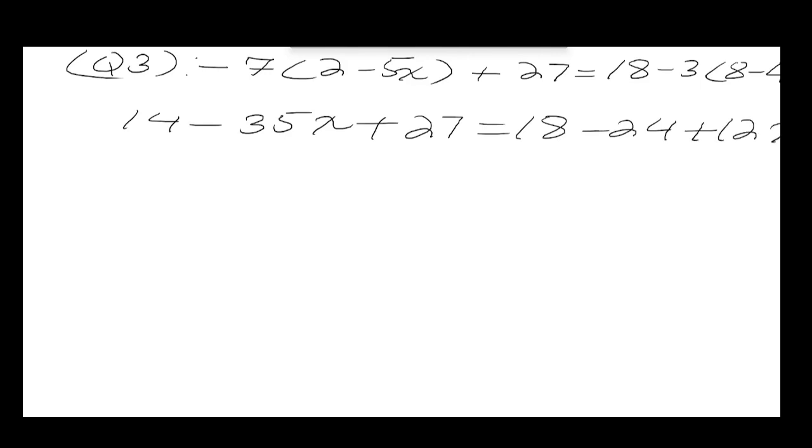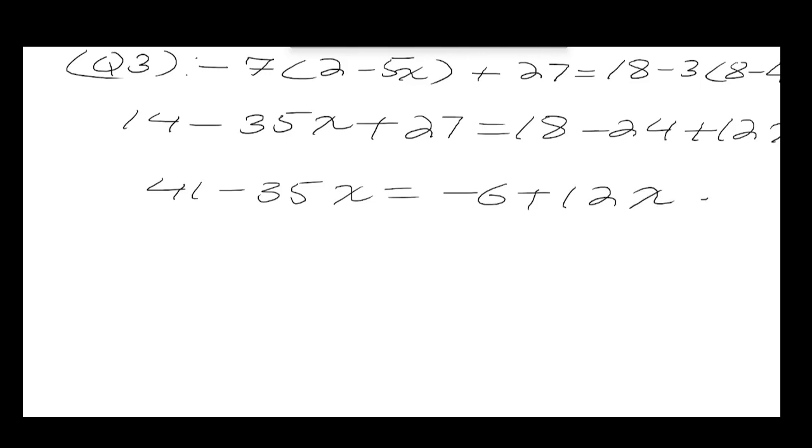So now here we're going to separate the numerals and separate the variables. So we can write 14 added with 27, it is 41 minus 35x, and it will be equal to 18 minus 24, which is negative 6 added with 12x.